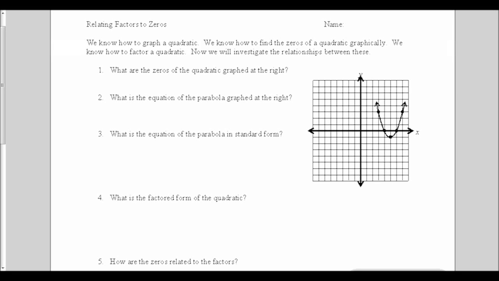In this lesson, we are looking at relating factors to zeros. Let's remember what these two words mean real quick. A factor is something like x plus c, where you have x plus 2 or x plus 5. A zero is of the form x equals a number, so x equals minus c. And remember, zeros are also called x-intercepts or roots.